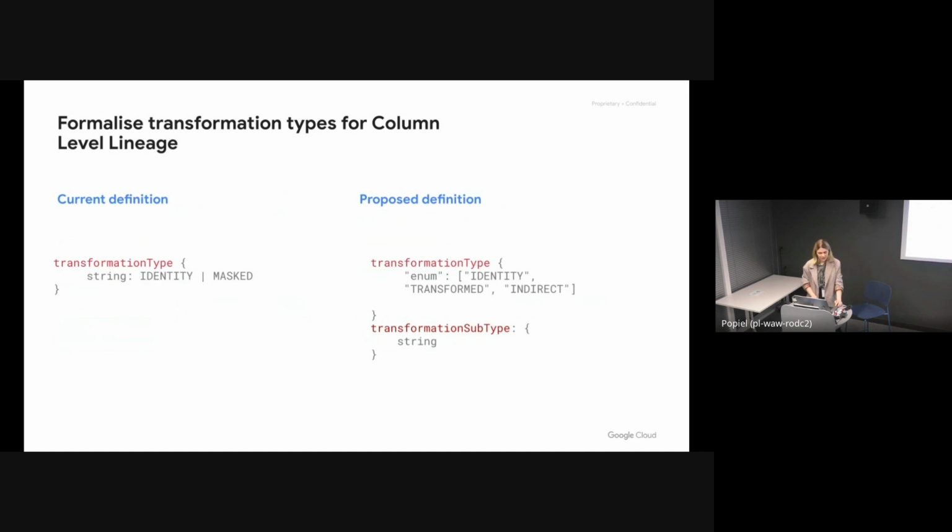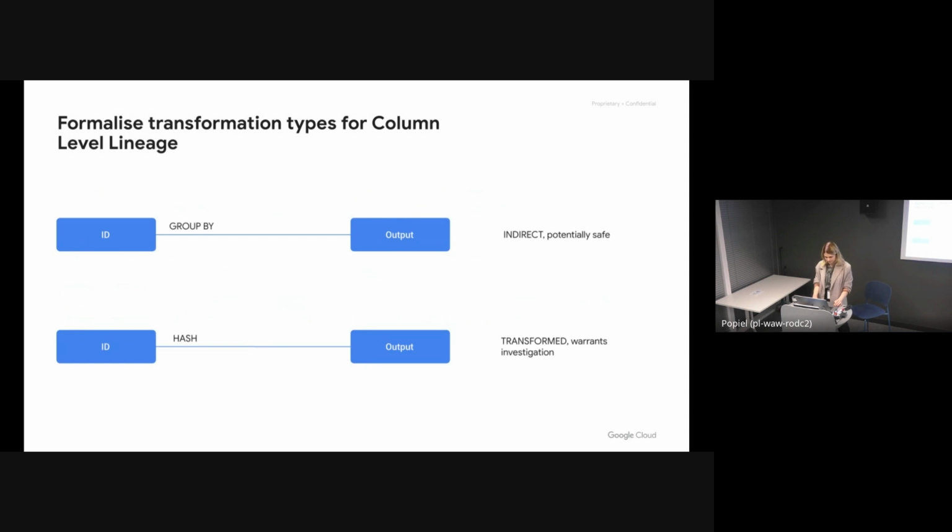So the first one, this data transformation facet is defined with a transformation type that is a string with two expected values. For some applications, it would make sense to formalize it and introduce different types of masking, and also a subtype to give more precise information. Why can it be important?